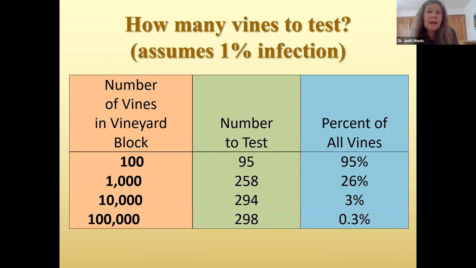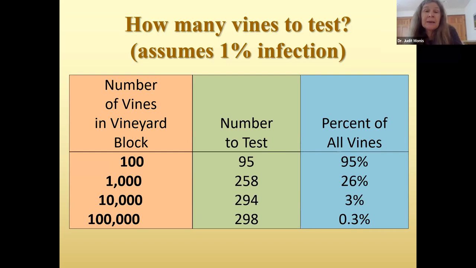So I have developed a method in which we can apply statistical sampling. And to apply statistical sampling, you actually have to assume a certain percentage of infection. And depending on the percentage of infection, you will see based on these tables, and I will probably go pretty quickly, but you will have a chance to see these slides later on. So you'll be able to take a look at this and get more information.